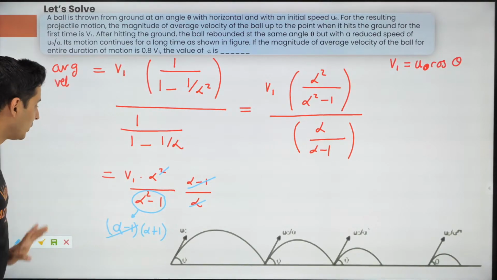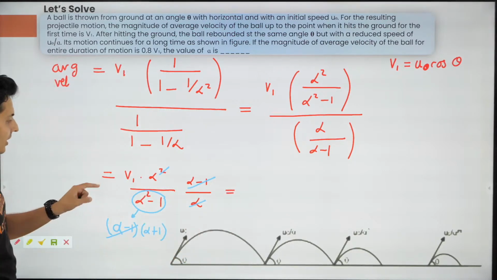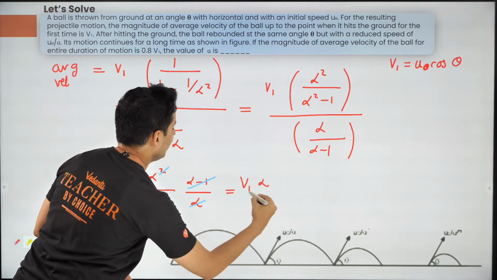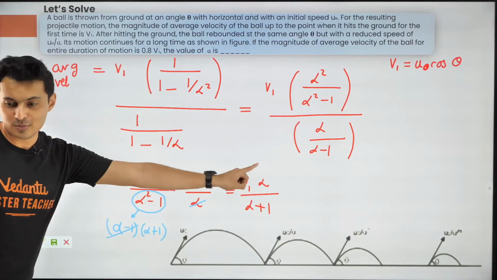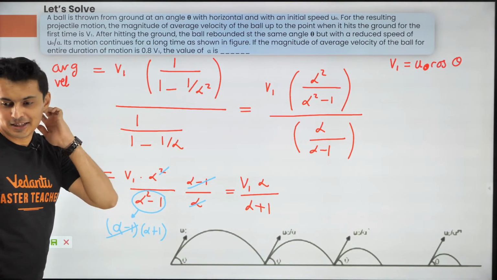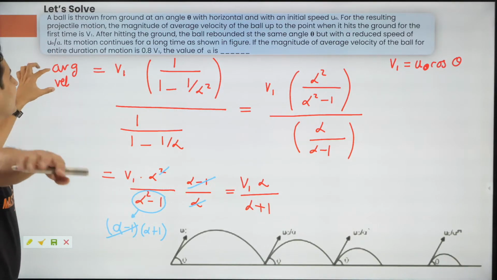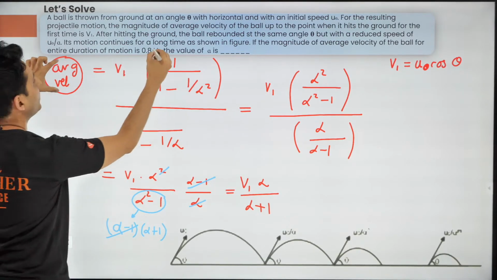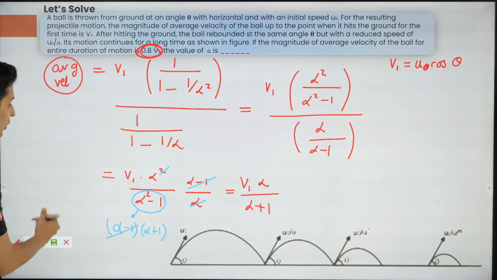So what is remaining? Only this much. So this will become what? V1 alpha divided by alpha plus 1. This is what this will become. Very good. I hope this is clear. Now the last step, average velocity. It's already given this value is 0.8. The total duration, the average velocity is 0.8.